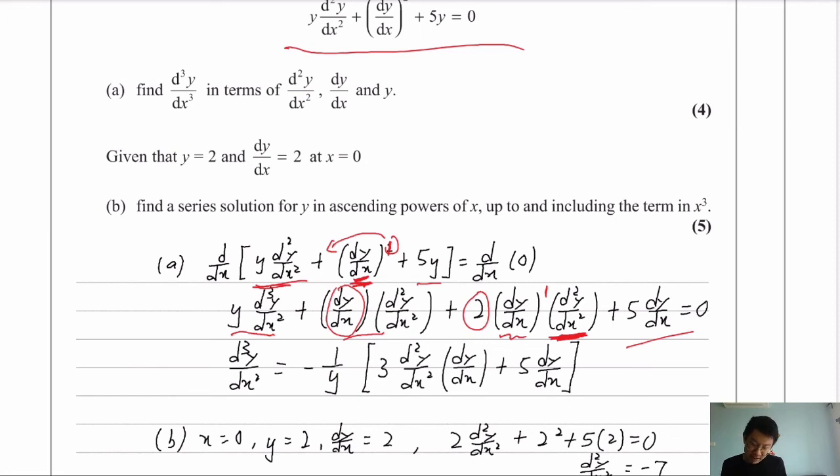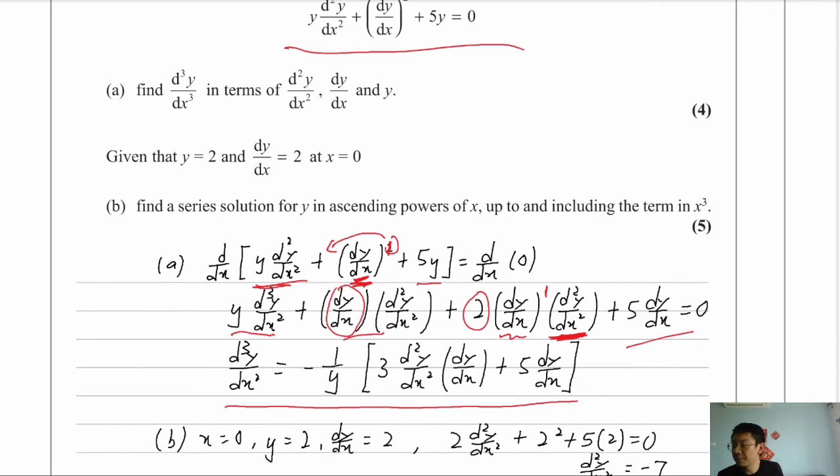Basically here is just to tidy up everything. Because they need the d cube y dx cube in terms of all this, we just have to rearrange them nicely. Make sure we really give the d cube y dx cube as the subject. So we can actually have the first part.